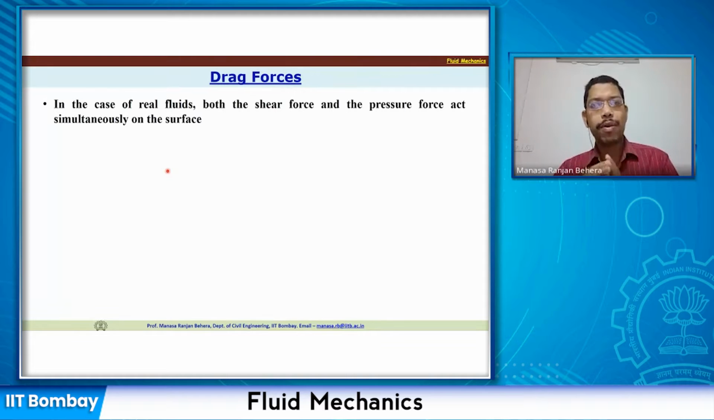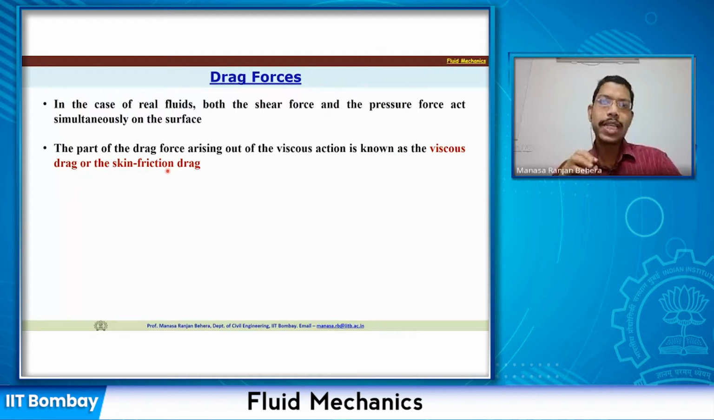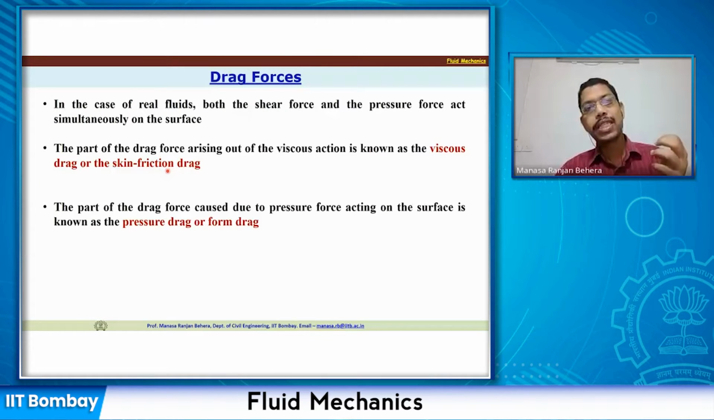But in case of a real fluid flow, both the shear force and the pressure force will act simultaneously on the surface. So the part of the drag force arising out of the viscous action, okay, so there is a viscosity or the shear stress and the shear force is acting. So the drag that is generated due to the shear is known as the viscous drag, or it is also called the skin friction drag, or sometimes only friction drag. Okay, so that is one part of the drag, but then there is a pressure force which is acting. So the part of the drag force that is caused due to the pressure force acting on the surface. See, on the body you have pressure acting on all sides and everywhere.